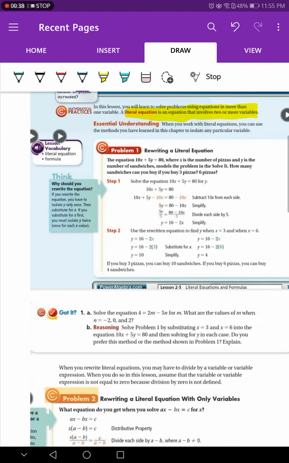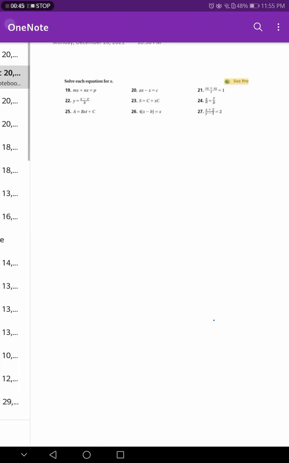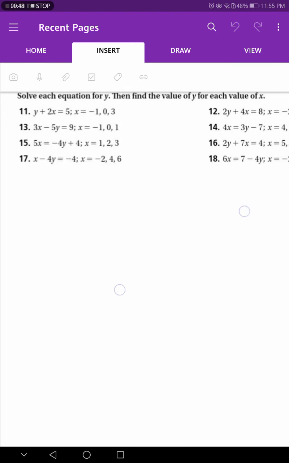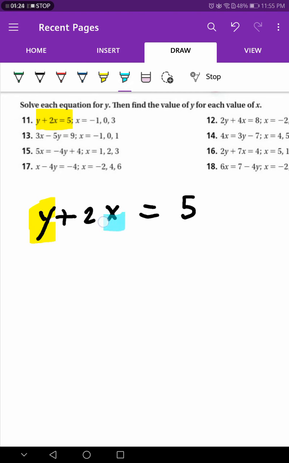Okay, for example, I will take this. Solve each literal equation. I will solve number 11. Afterward I will explain why we call this a literal equation. It's a literal equation because it has two variables, y plus 2x equals 5. As you see here, we have two variables. It is y and it is x.